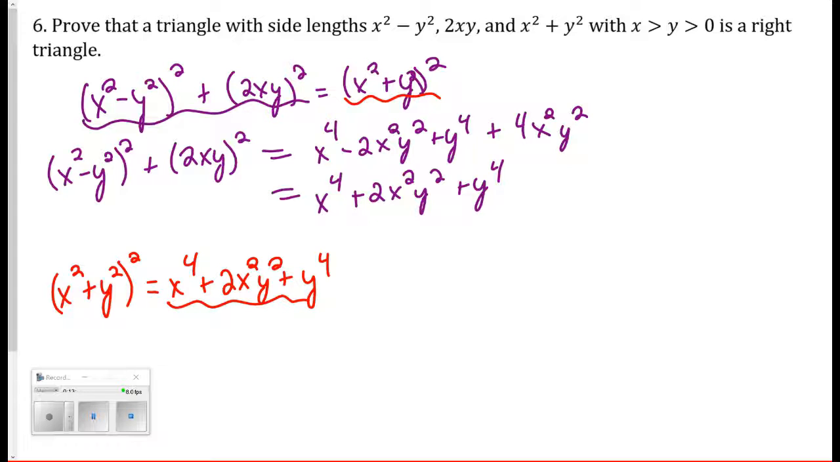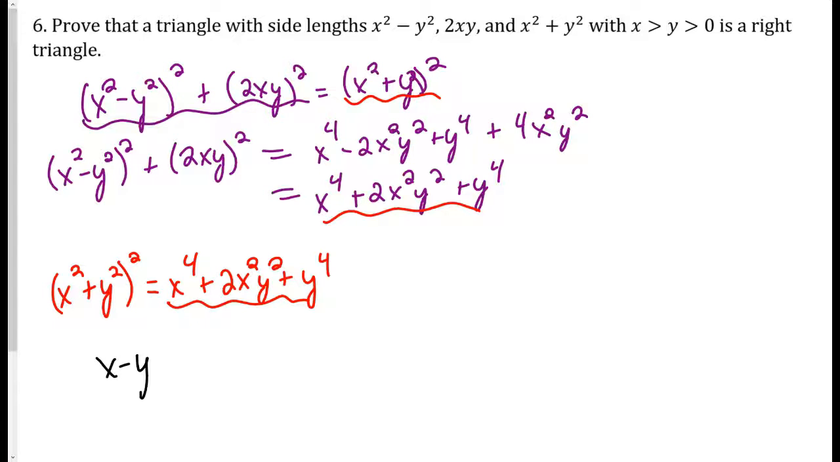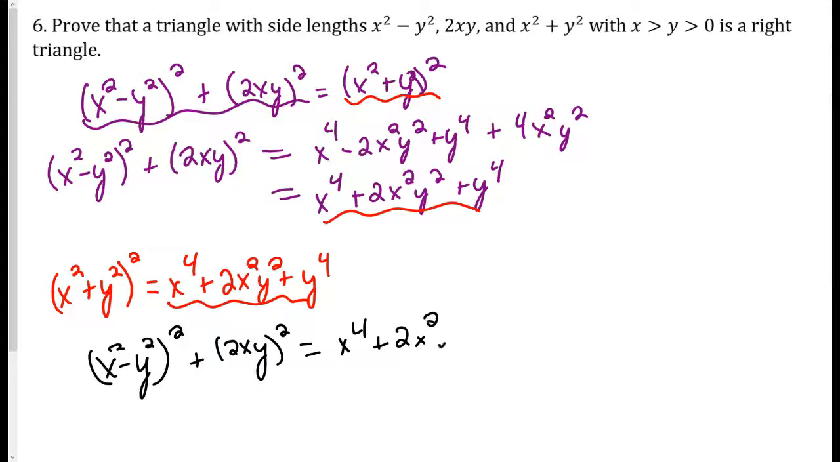Notice that's what I wanted. So our final proof is, because I know (x squared minus y squared) squared plus (2xy) squared equals x to the fourth plus 2x squared y squared plus y to the fourth, we showed that that is equal to (x squared plus y squared) squared, as we wanted.